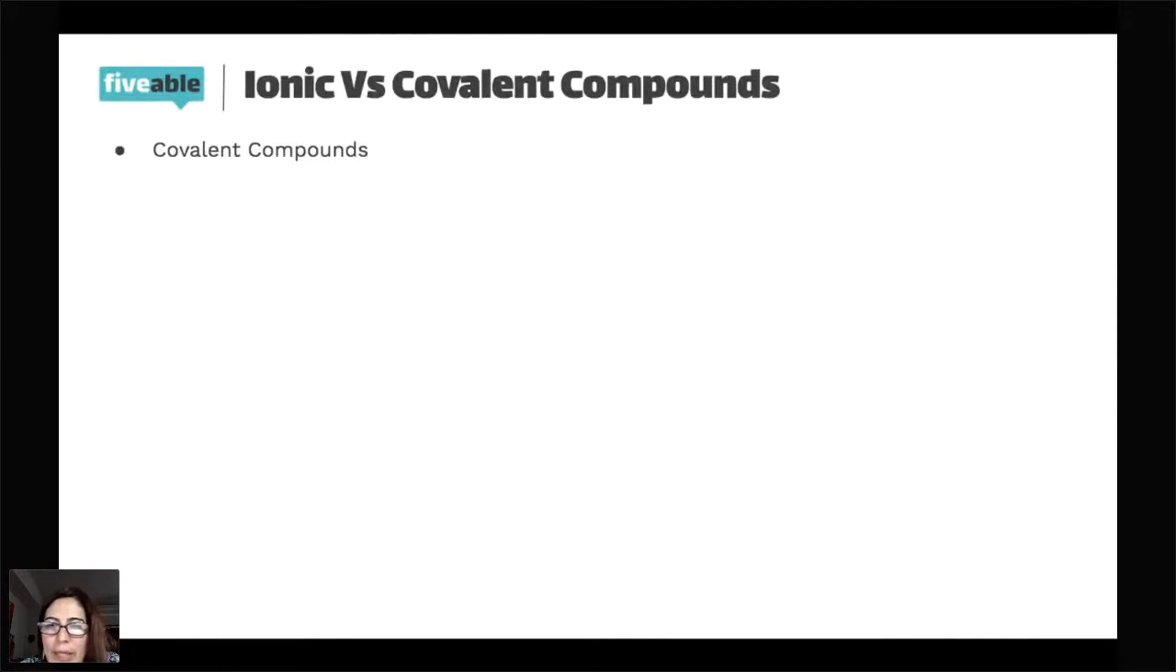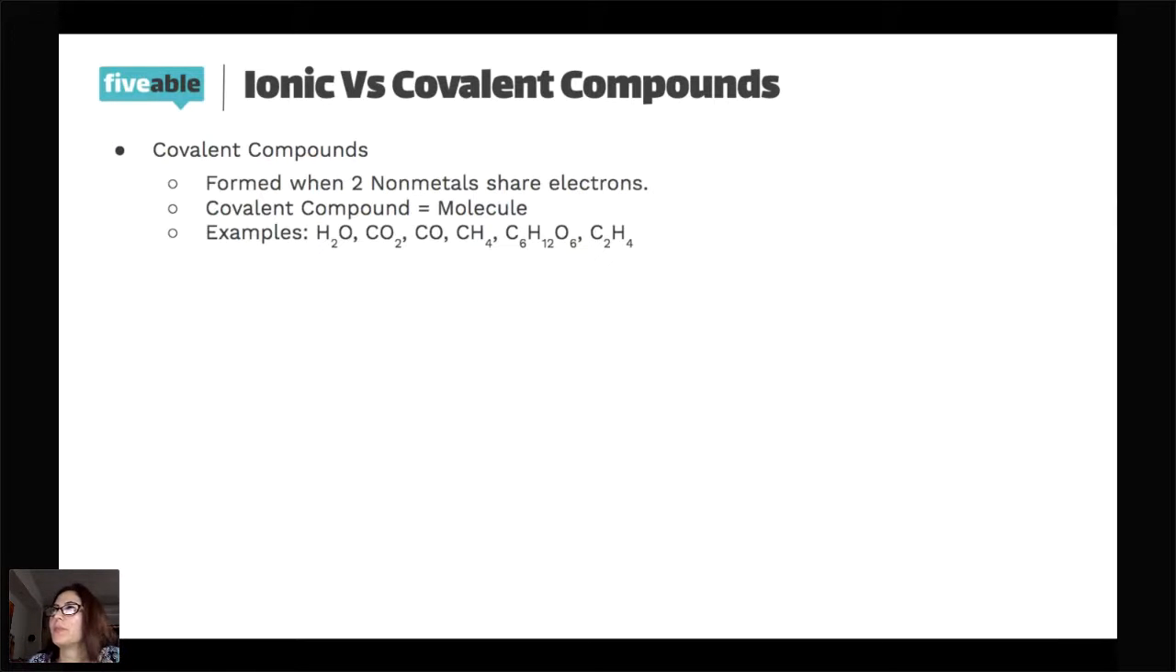Okay, what are covalent compounds? Correct. Two nonmetals. Two nonmetals that are actually, what are the atoms doing with their electrons to form covalent compounds? Correct. Covalent compounds share their electrons. And just a hint here that will be very useful later: covalent compound and molecule are synonyms.